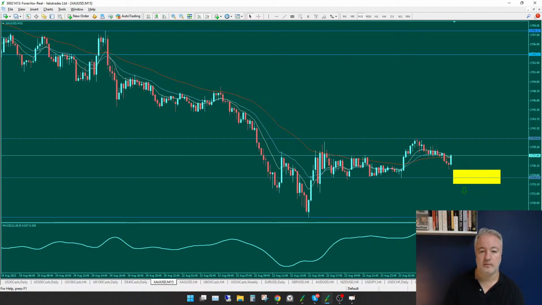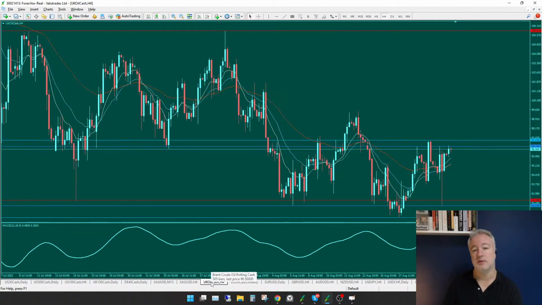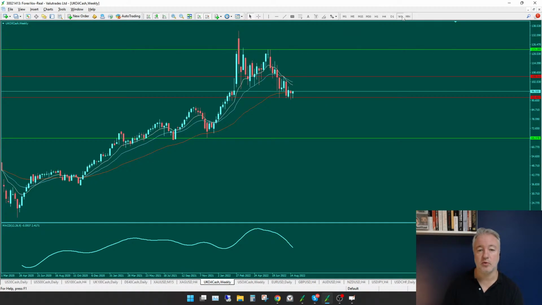Okay, that's what I would want to see on gold. Let's go to crude oils. Crude oils are looking more bullish than anything else. Look at that. Daily looks bullish. The weekly looks bullish. It has a resistance level. And this is where it gets interesting.